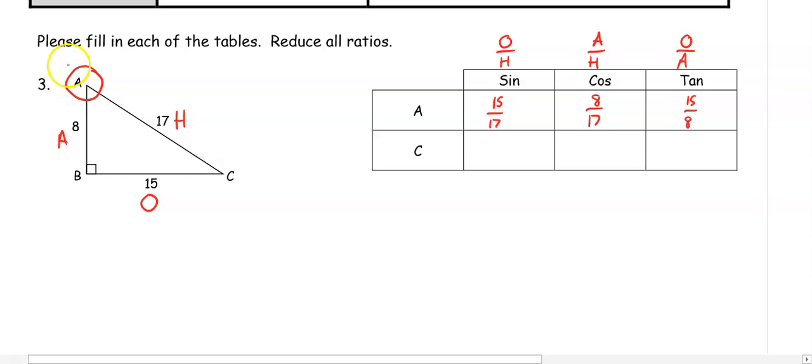When we switch our reference angle and we switch it to angle C, the opposite and the adjacent sides are going to switch, but your hypotenuse will stay the same. So for the sine of angle C, it's still opposite over hypotenuse. We have 8 over 17. For cosine, it's adjacent over hypotenuse, so 15 over 17. And then for tangent, it's opposite over adjacent.